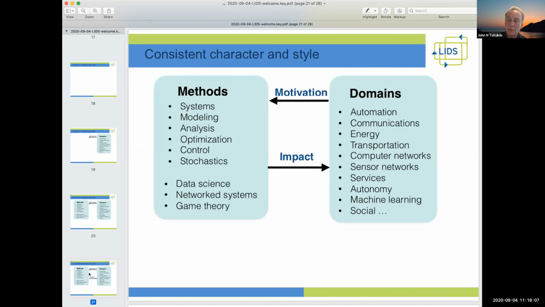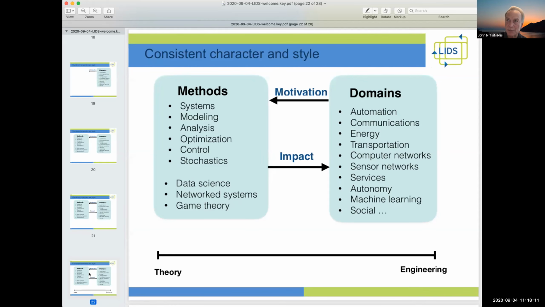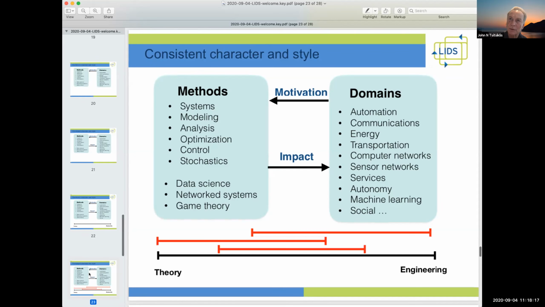Now, if you think of domains as applied and methods as mathematical, that creates a spectrum. But the good thing about LIDS is that different people are more applied, different people are more theoretical, so they cover different pieces of the spectrum, but there is an intersection. Everybody in LIDS can talk to each other, and that leads to fruitful ways of seeing the world and approaching research and choosing research problems.